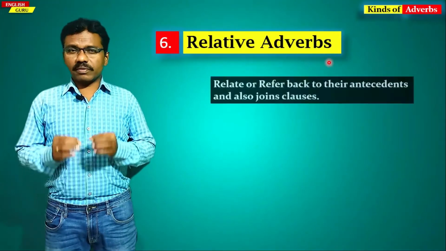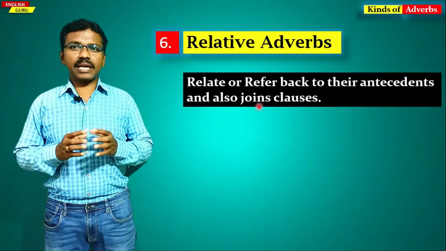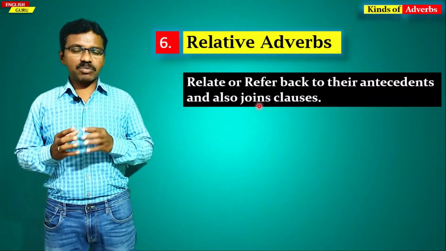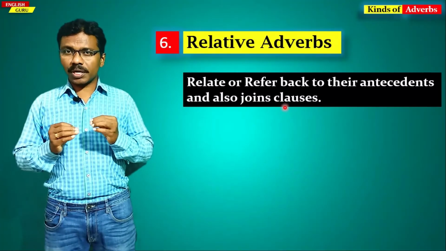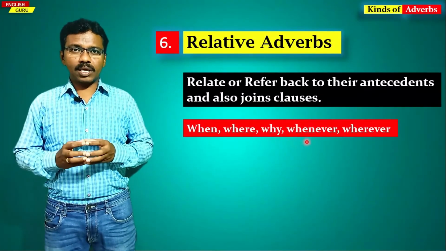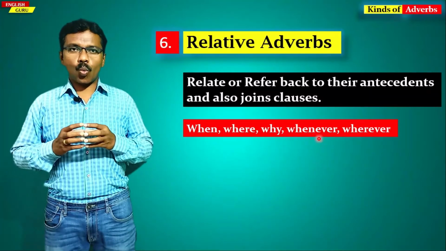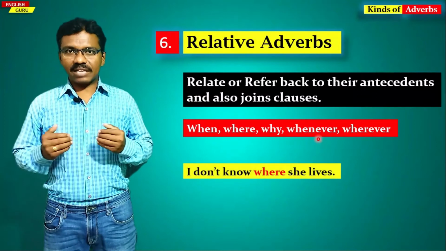The sixth one is relative adverbs. Relative adverbs refer back to their antecedents. So whatever comes before them and it refers to them, and they also join two clauses in a sentence. The words like when, where, why, wherever, whenever, they are all relative adverbs.